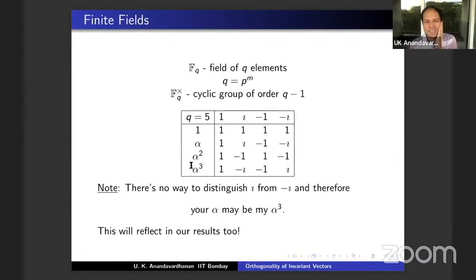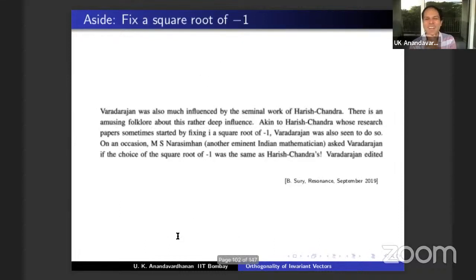Here is an interesting aside. Of course, some of the senior people in the audience will know this story. I think it's a very famous story which is shared over the coffee table, maybe. But B. Sury from ISI Bangalore actually has put it in Resonance, so I will quote that. V.S. Varadarajan, famous Lie group theorist who passed away only recently, maybe 2-3 years back, was at UCLA. He was very much influenced by the seminal work of Harish-Chandra. He was also a scholar of Harish-Chandra, and his reminiscences of Harish-Chandra are also frequently quoted. So there's an amusing folklore about this rather deep influence.